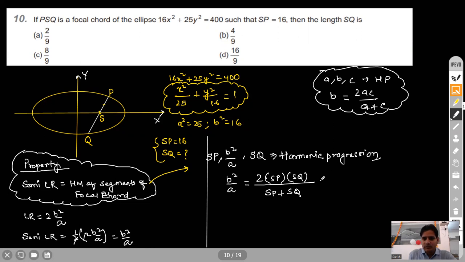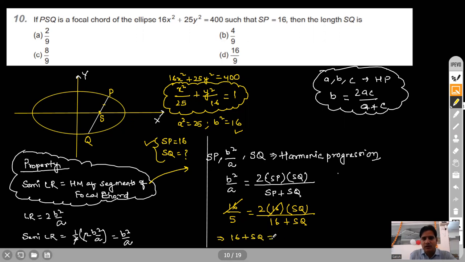So if you see here, we know the value of SP. Let me write in the next line. We can put the value of B square and A also. B square is nothing but 16, and A is equal to 5. And this will be 2 times SP, SP is given to be 16, so put that value, 16, into SQ, and SQ we need to find out, upon SP again 16 plus SQ. Hope it is clear. So this 16 and this 16 will get cancelled out, so we will have 16 plus SQ.